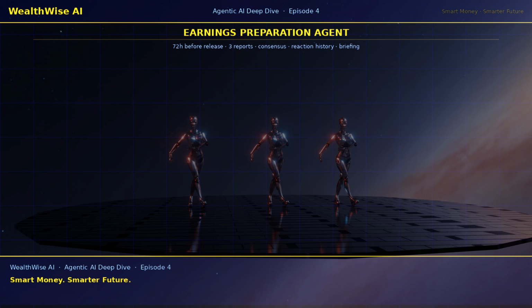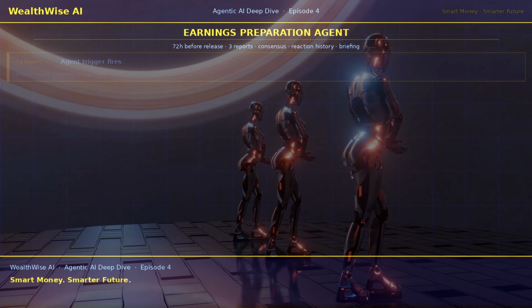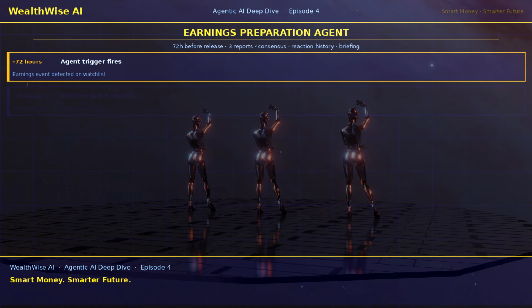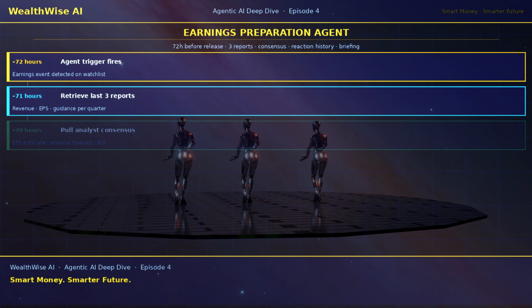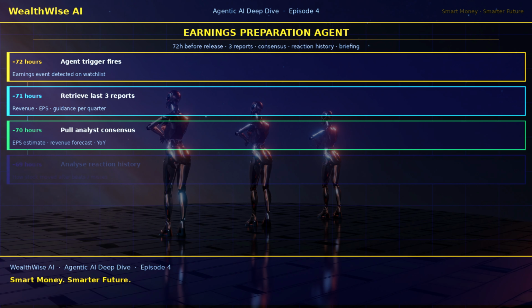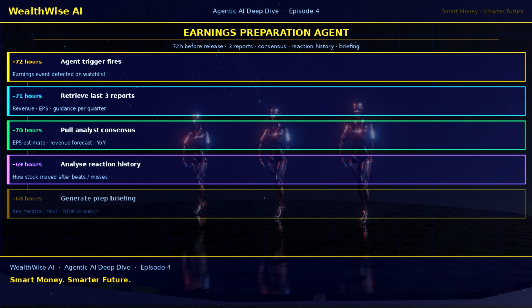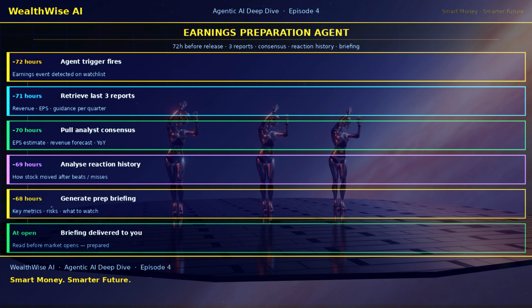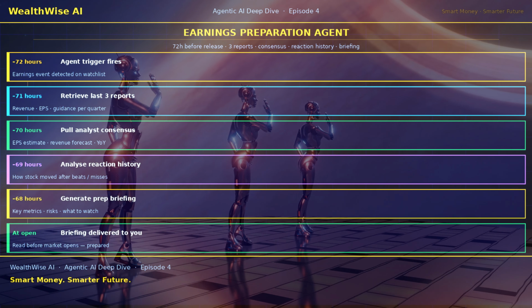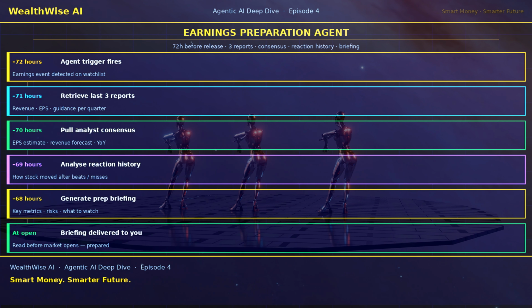One high-value use case: the earnings preparation agent. 72 hours before an earnings release, it retrieves the last 3 reports, extracts revenue and EPS figures, pulls analyst consensus estimates, and produces a briefing. What analysts expect, historical performance versus expectations, key metrics to watch, and prior market reactions to beats and misses. This arrives before the release, preparation rather than reaction.